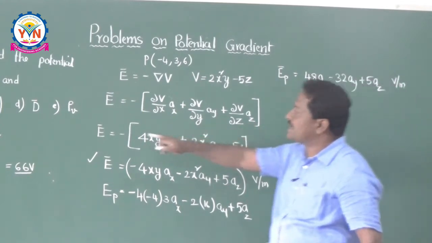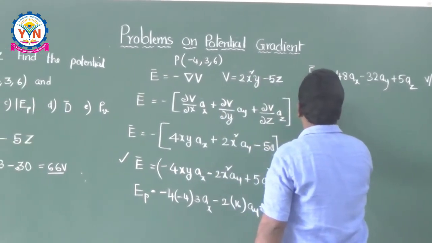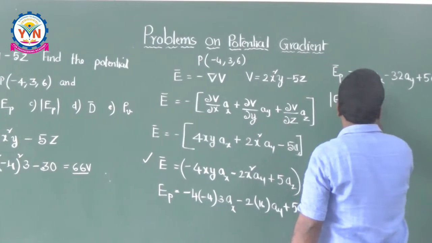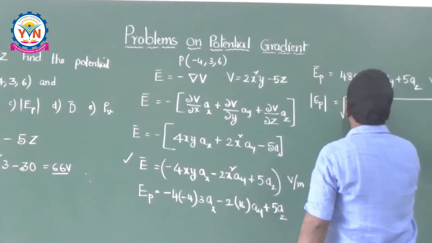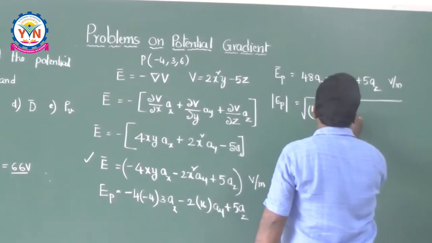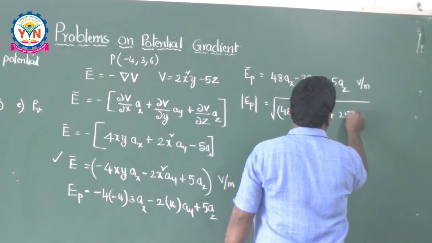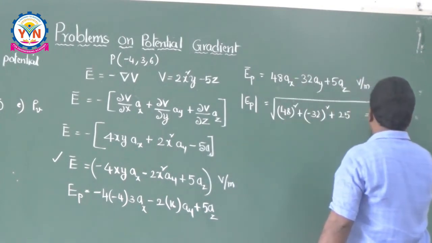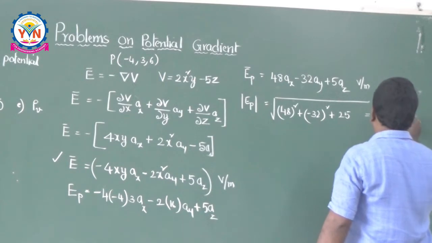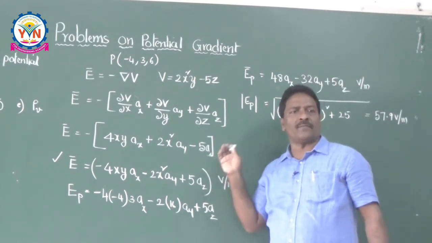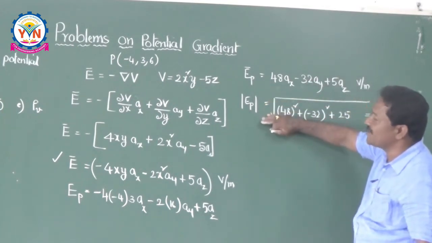Then the next one he is asking is the magnitude. Magnitude of EP bar is equal to the root of 48 whole square plus minus 32 whole square plus 25. If you do the calculations, it is 57.9 volts per meter. So happily you got the electric field intensity also.